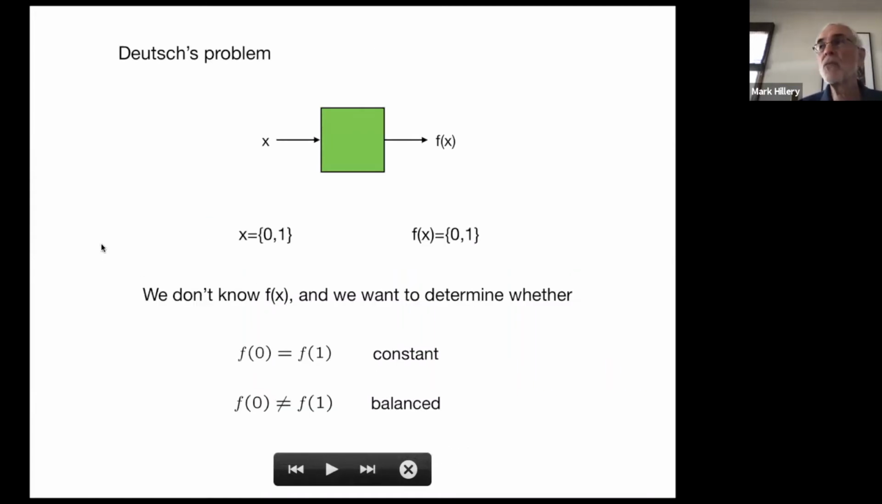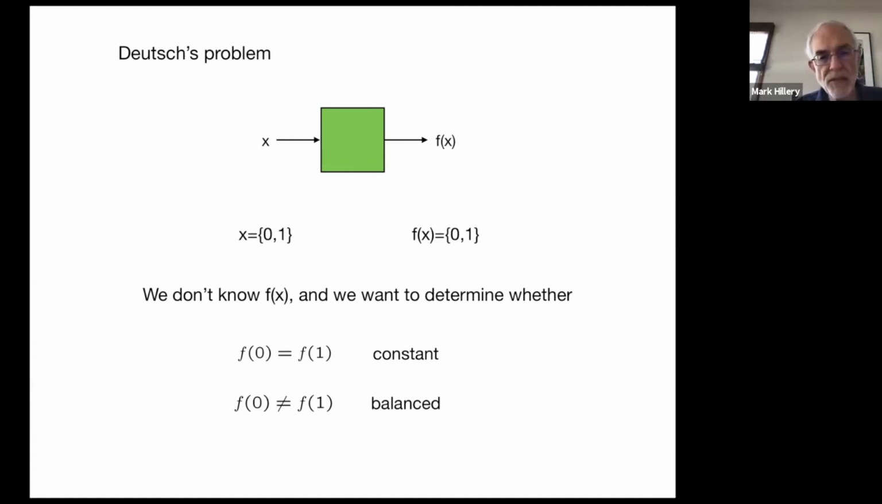Okay, so let's see, what can you do on a quantum computer that you can't do on a classical computer? So the first thing that was ever found, and it's probably the simplest illustration that you can come up with, is called Deutsch's problem, due to David Deutsch at Oxford University. So what you've got is a black box, though in this case it's green, that evaluates a function. So the input is either 0 or 1. And the output is the value of the function on the input. So if you put in x, you get out f of x.